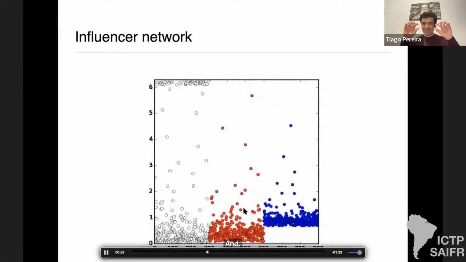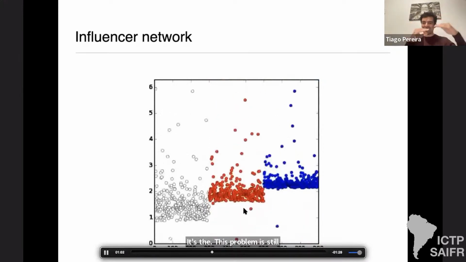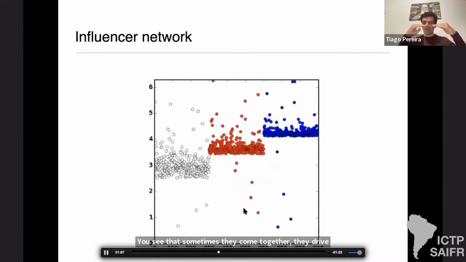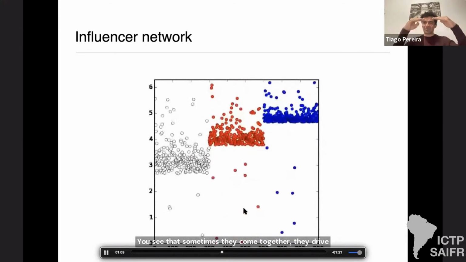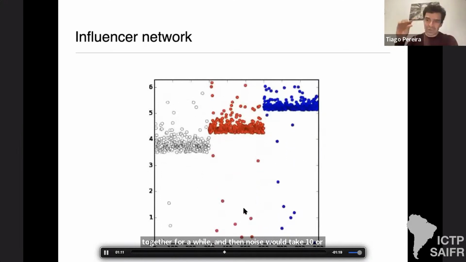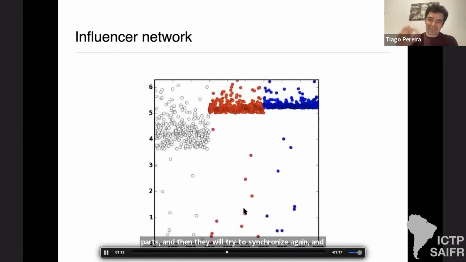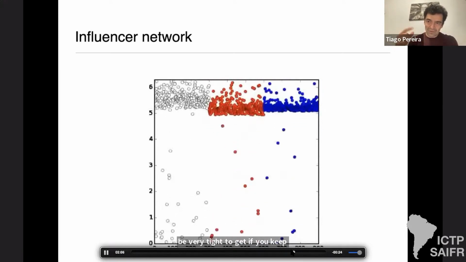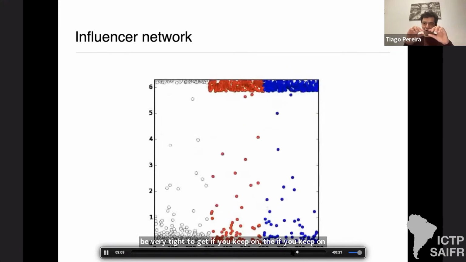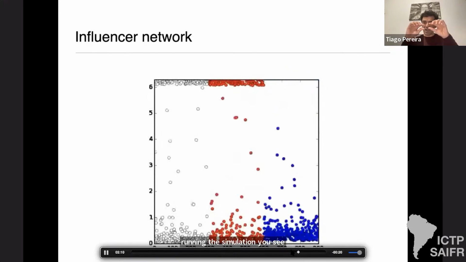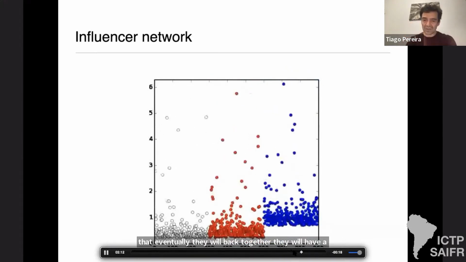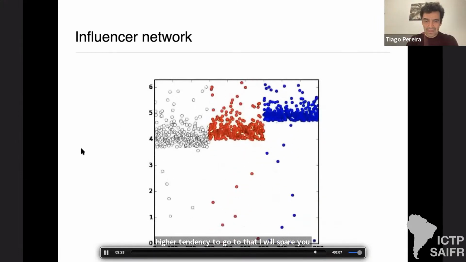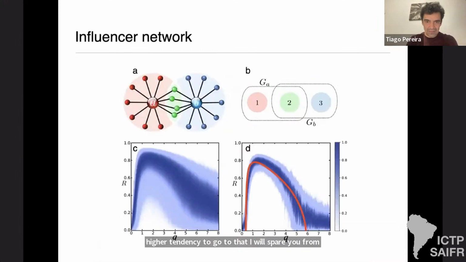This problem is still stochastic. You see that sometimes they come together, they drive together for a while, and then noise will take them apart, and then they will try to synchronize again, and this will go on and on. But on average, this packing will be very tight together. If you keep running the simulation, you see that eventually they will pack together, and they will have a higher tendency to go together. I will spare you from watching this movie over and over again.